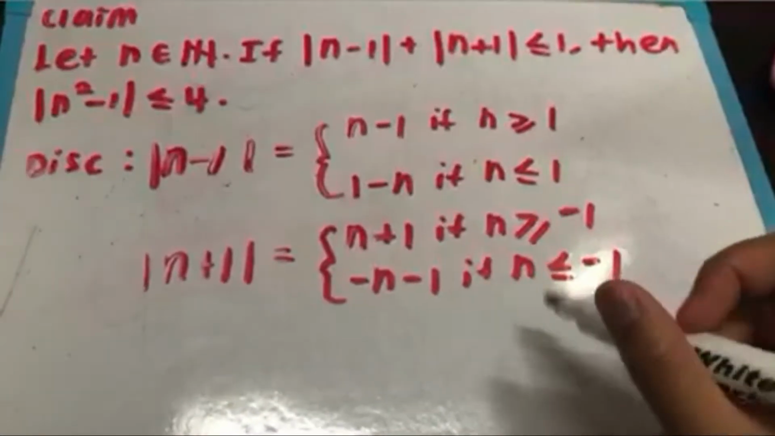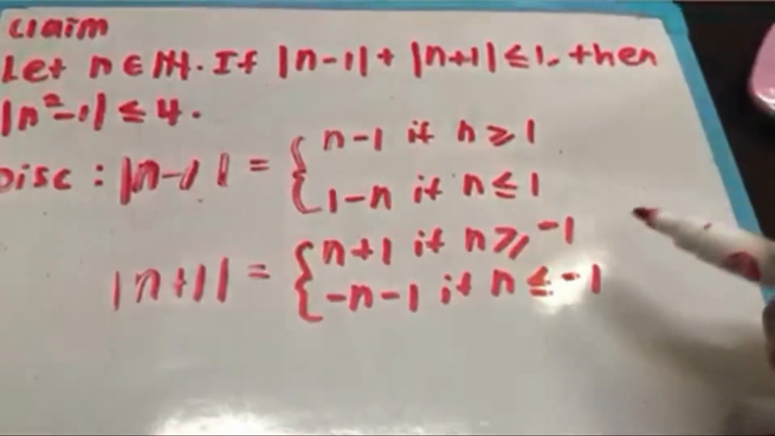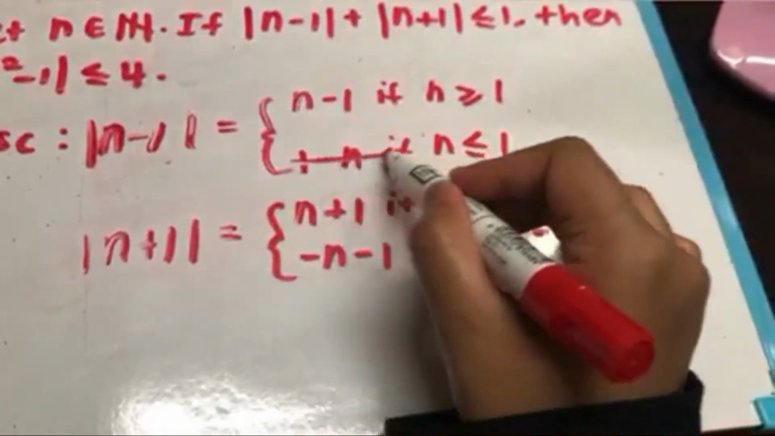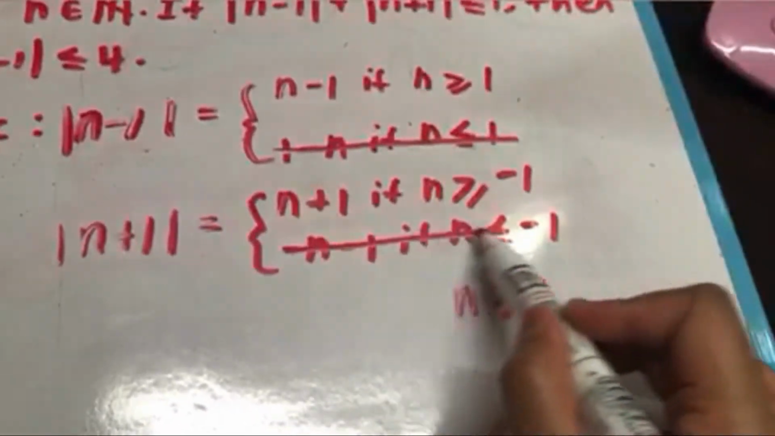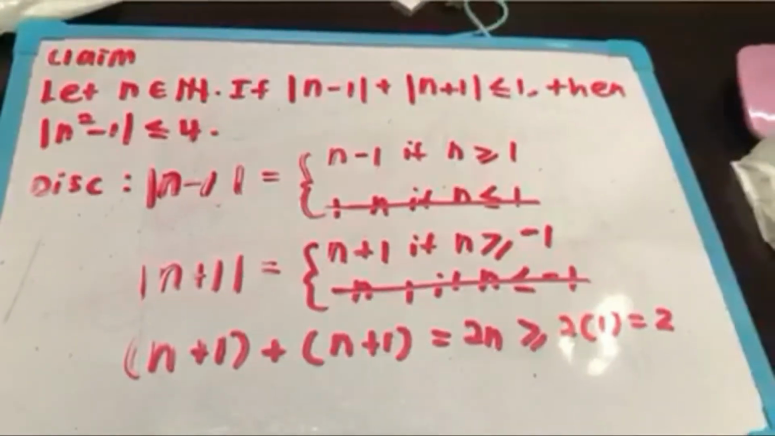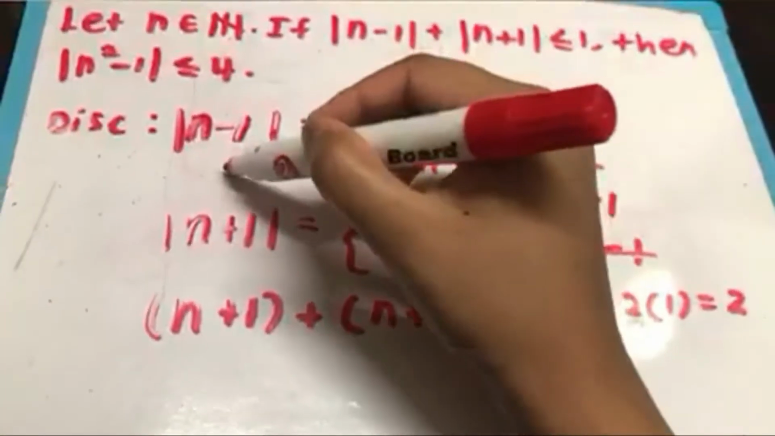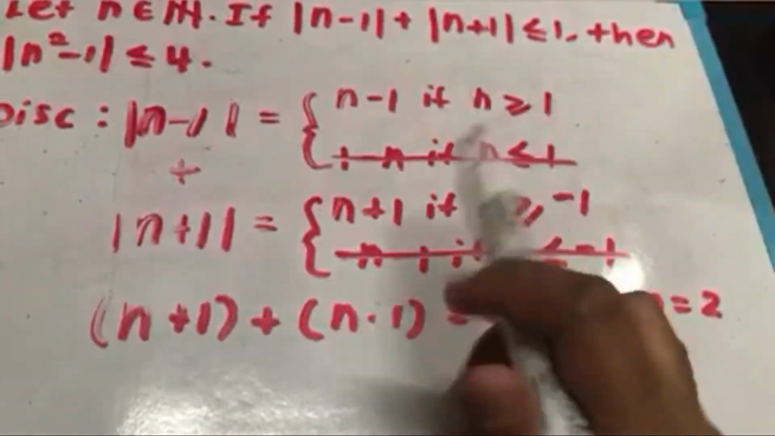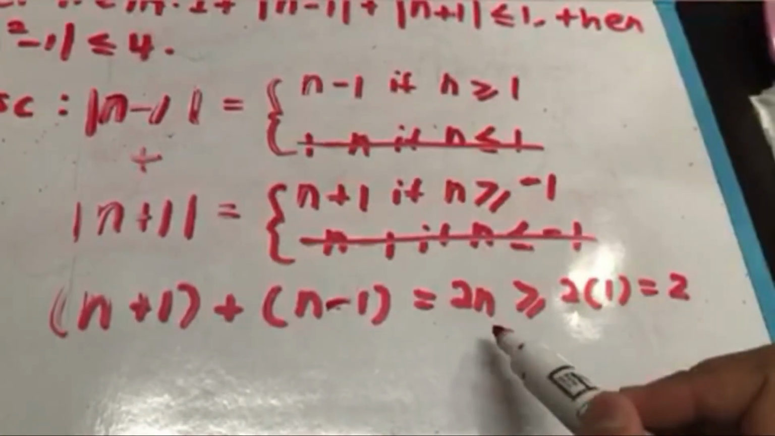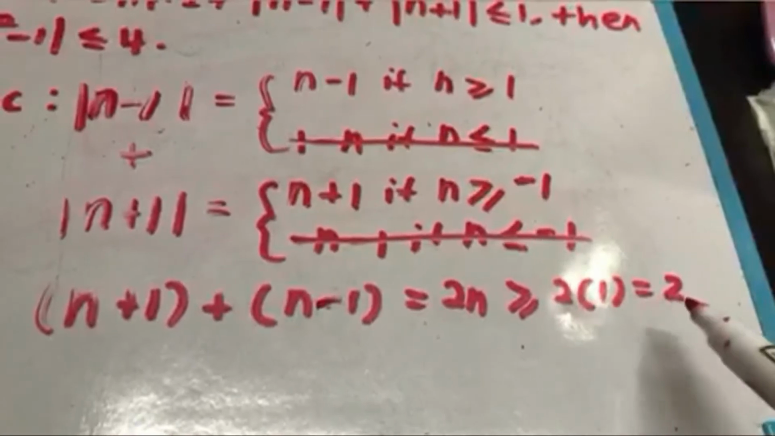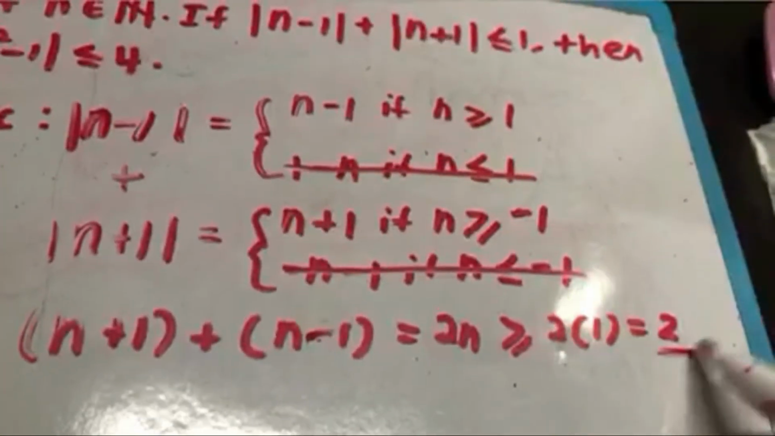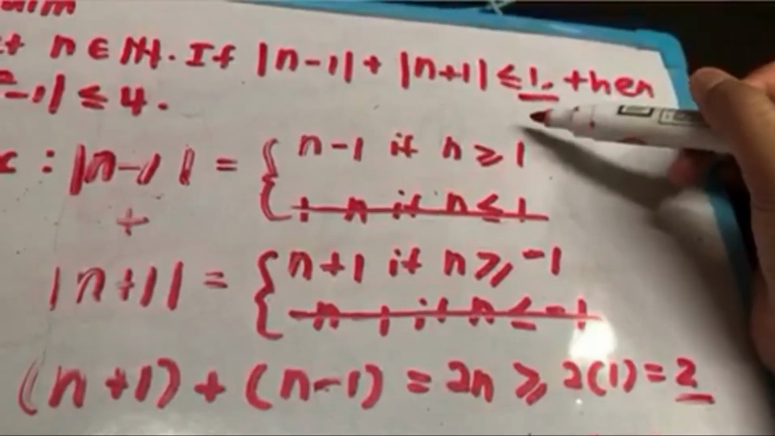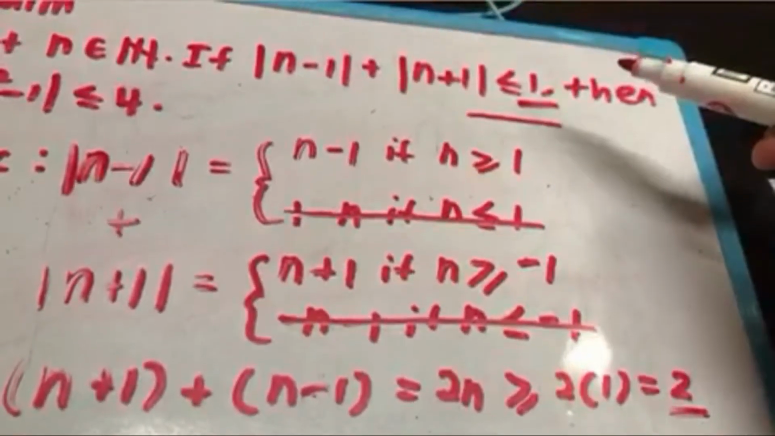Okay, so since n is a natural number, n must be larger than or equal to 1. So this case is not going to happen, and this one also is not going to happen. So next we just need to add these together. So n plus 1 plus n minus 1 is equal to 2n, which is greater than or equal to 2 times 1, which equals 2. So 2 is more than 1. So we just showed that the first claim is actually false.